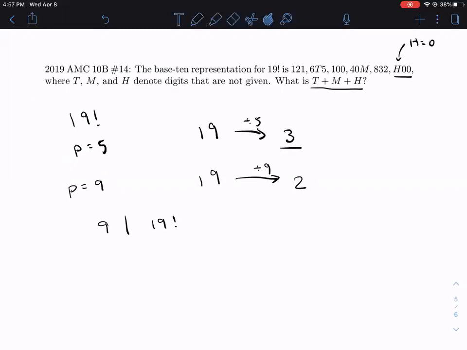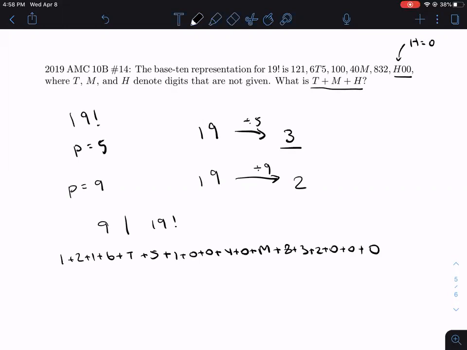So now we use divisibility rules. So the sum of the digits is divisible by 9. So 1 plus 2 plus 1 plus 6. This is just kind of annoying to compute. We find, wait, let's calculate this. So this is 410. So this is 33 plus t plus h. 9 divides this.